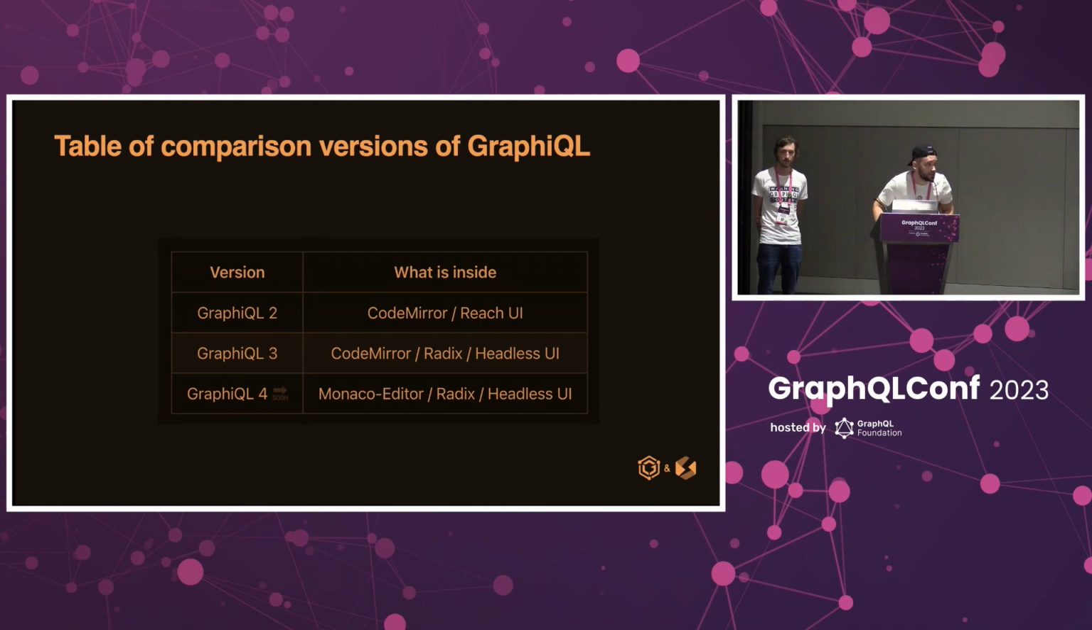And here is a little table of comparison. GraphiQL v2 used CodeMirror as editor and used deprecated Reach UI. GraphiQL v3 still uses CodeMirror and Radix and Headless UI. And GraphiQL v4 will use Monaco editor, Radix, and Headless UI as components.